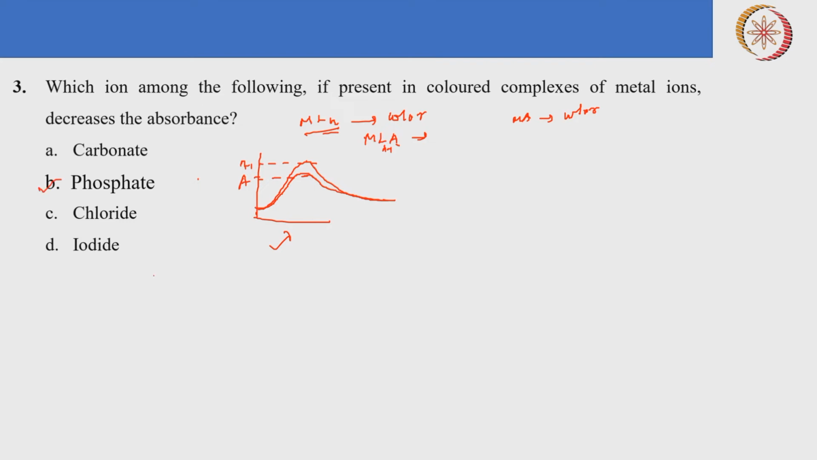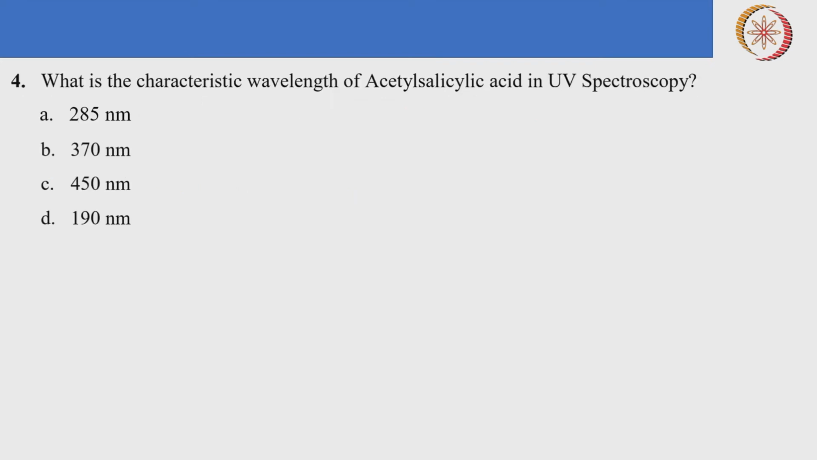We also learned that if a sulfate or phosphate group (PO4 3 minus) is present in your compound or solution, it has a tendency to form a metal sulfate or metal phosphate complex, which is a colorless compound, so your absorbance value will decrease. So the answer is the phosphate group.